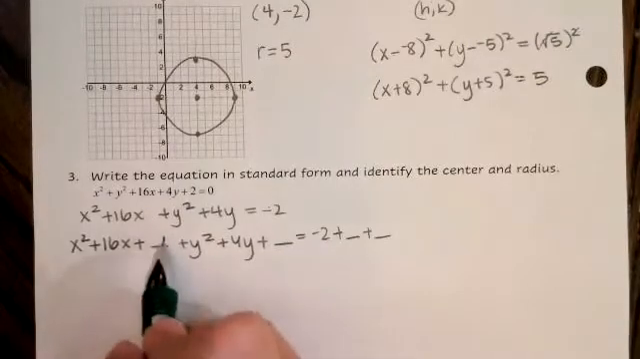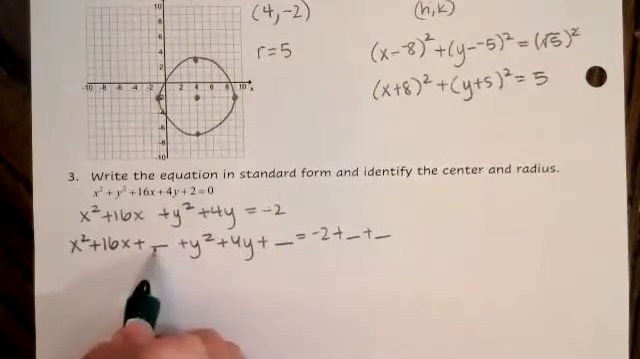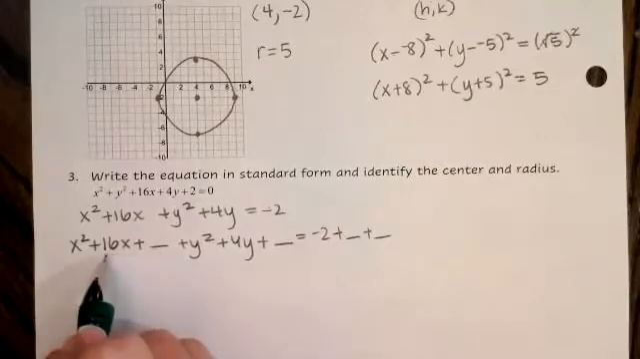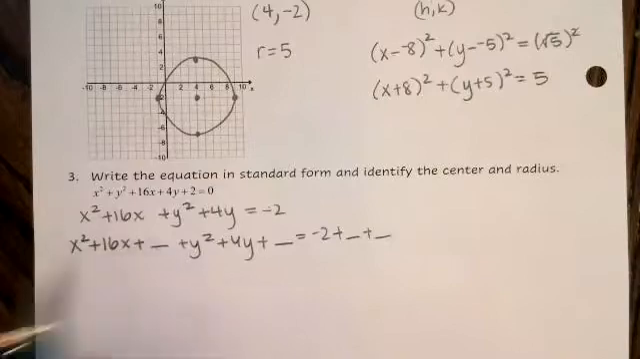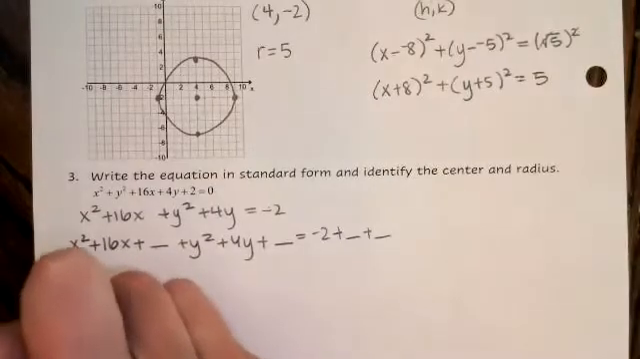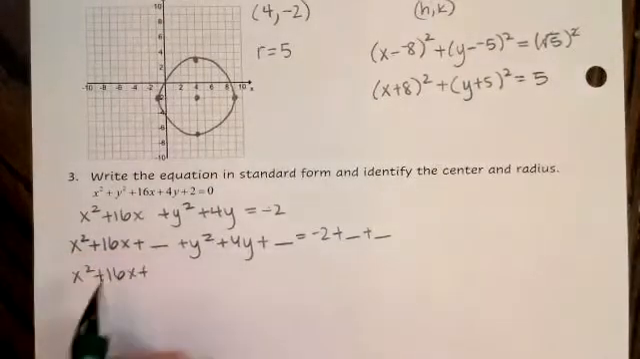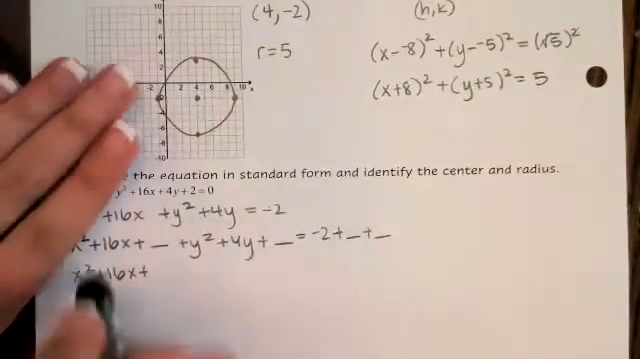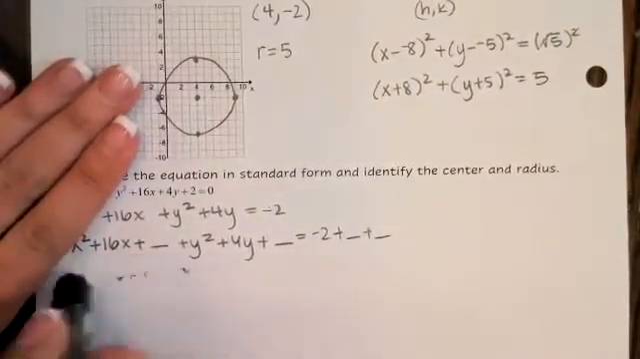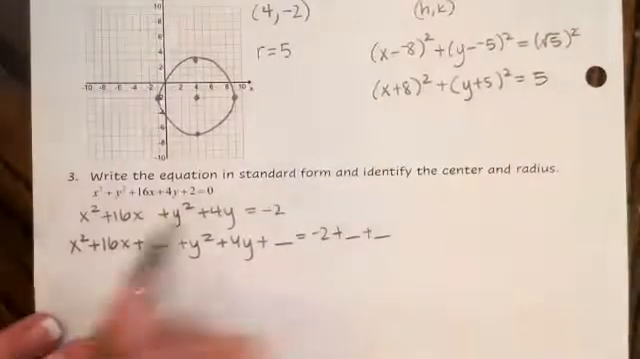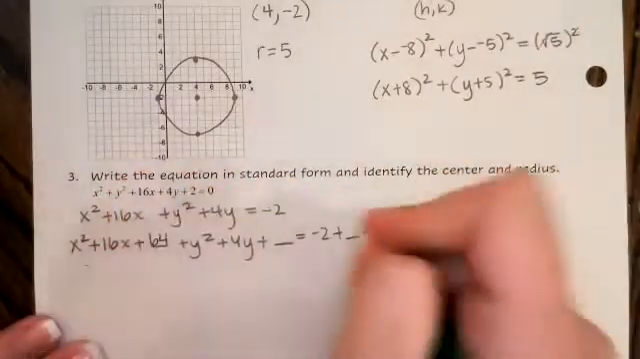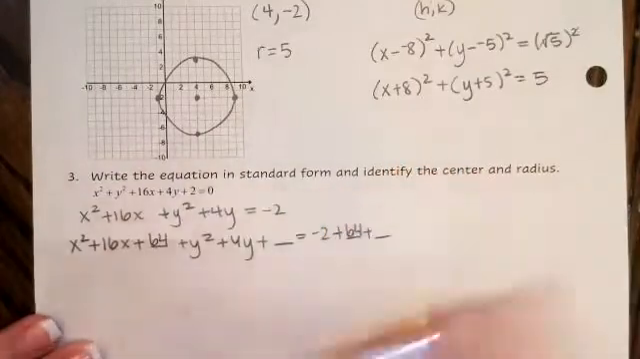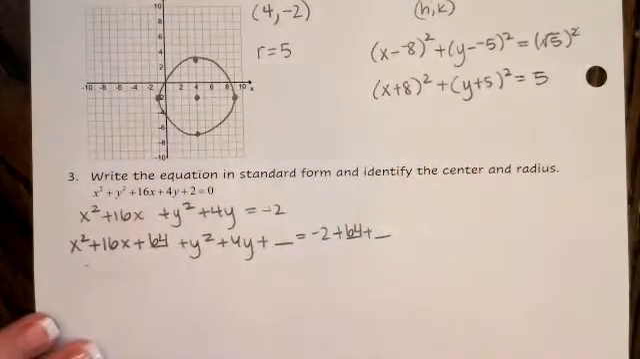All right, so what is this missing piece? Well, to find the missing piece that makes a perfect square trinomial, you take the middle term, divide it by 2, and then square it. So 16 divided by 2 is 8, squared is 64. And whatever I do to one side, I do to the other.